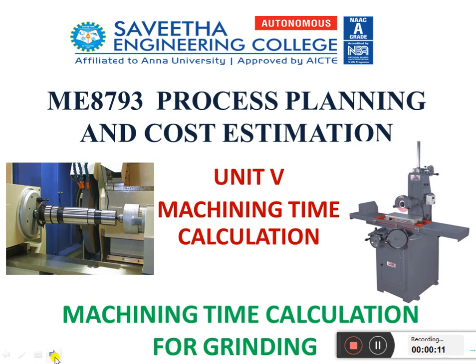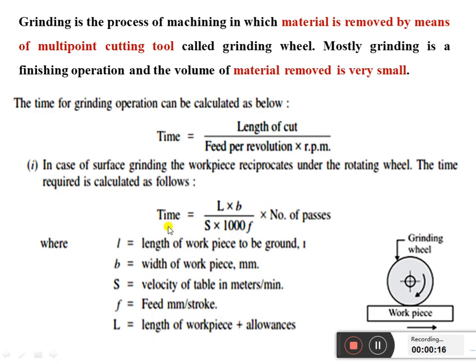So the two different grindings are there, surface grinding and cylindrical grinding. How to calculate the machining time, that we discuss here. Grinding is a process of machining in which material is removed by means of a multi-point cutting tool called a grinding wheel. Mostly grinding is a finishing process. The material removal is very small.